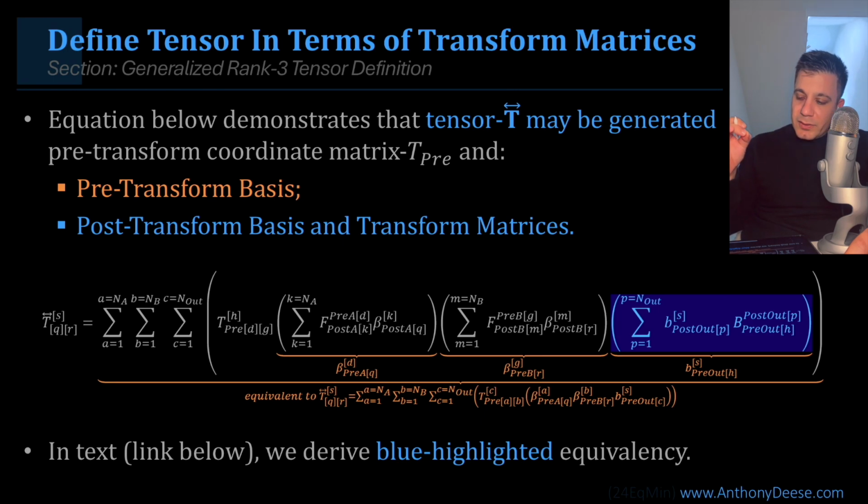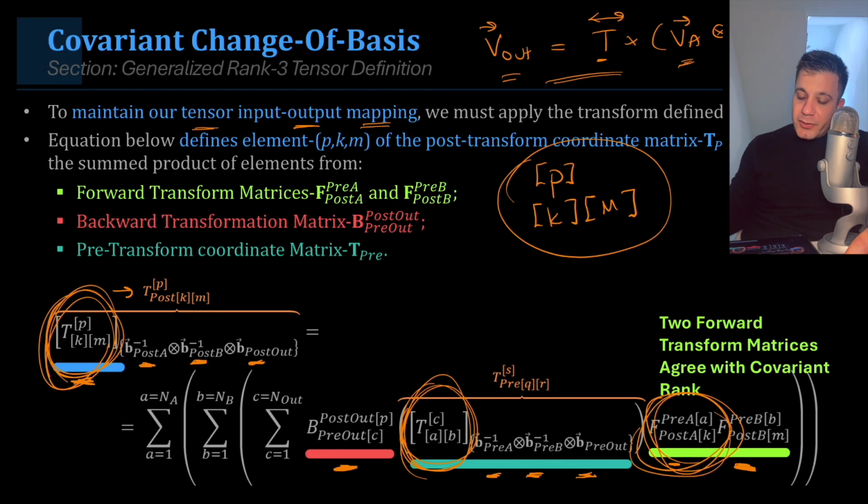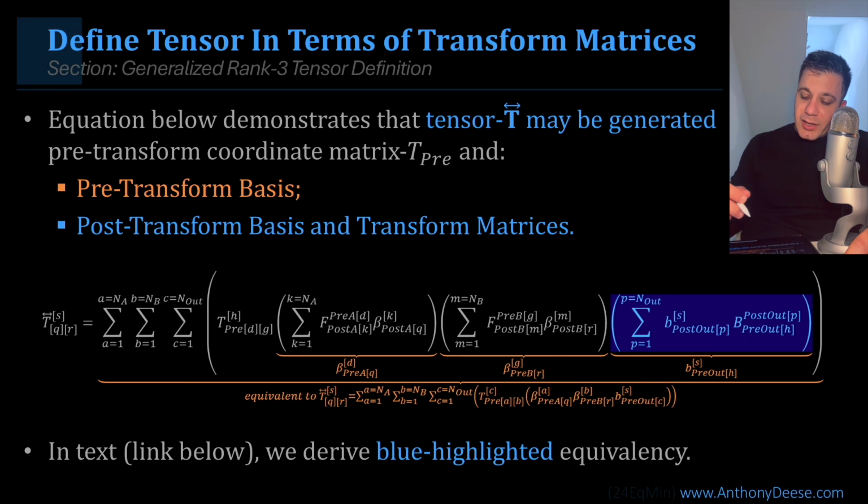So next, let's try to define the tensor in terms of the transform matrices. So far, what we've done is we've defined the coordinate matrix in terms of the transform matrices. We've defined the tensor in terms of, and I wouldn't really say this is in terms of the transform matrices, this is more so in terms of the transformed values. And then next, all we're really doing is just substituting in our individual transforms. So the equation below demonstrates that tensor T may be generated in terms of the pre-transform coordinate matrix and the pre-transform basis, or the post-transform basis and transform matrices. I think we've shown that already sufficiently.